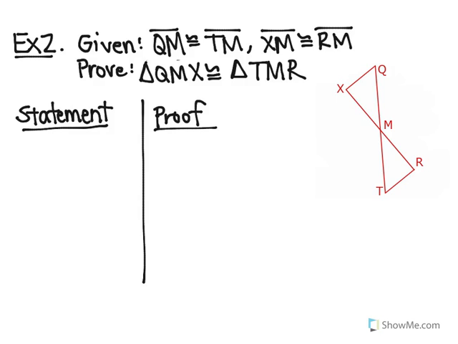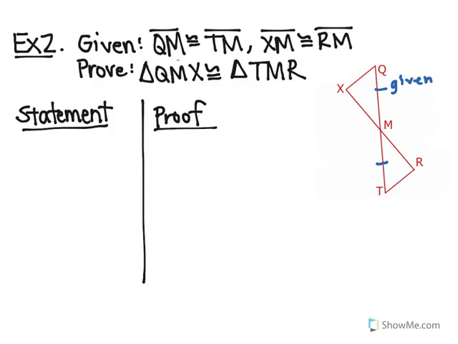In example 2, let's say that we don't have any of the steps provided for us. We just know that we want to prove that these two triangles are congruent, starting with the information that we're given. Same thing, I want to draw in the information that it tells me. So it says QM is congruent to TM. And again, I make a little note off to the side that those are given.